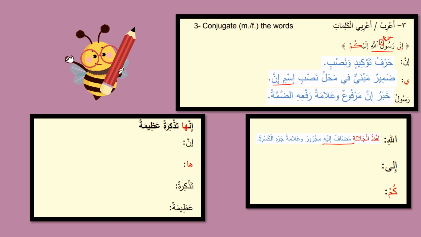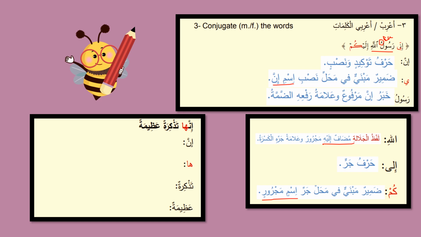Then ilaykum, as you can see the harf jar and the damir attached with it. Now you know ila is harf jar, and the attached pronoun with the harf jar will be in ism majroor. So if you just can say ism majroor, it's more than enough right now.